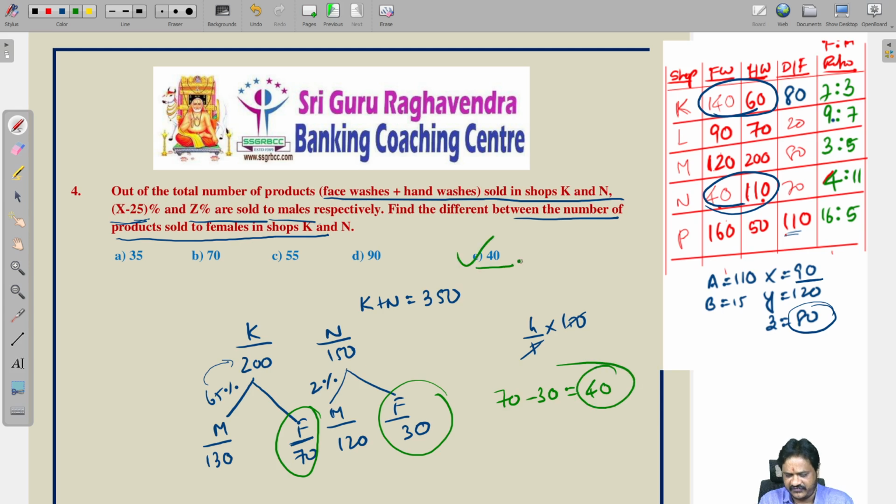Option 5. So this is exactly the SBI clerk mains level question that will be given in your DI in quant. Tomorrow we will discuss the next class.